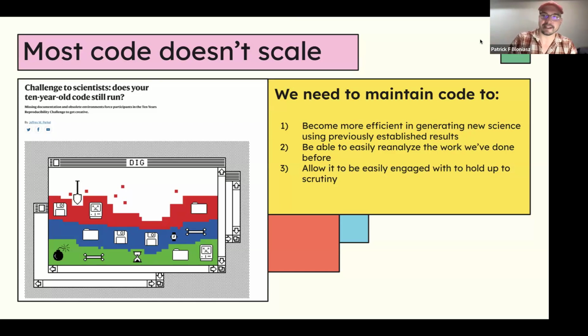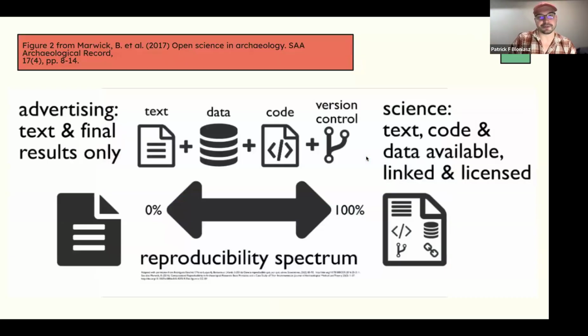So if that's the goal, how do we get there? And the first one is to understand that reproducibility is a spectrum, and it's something that also is not static in time.